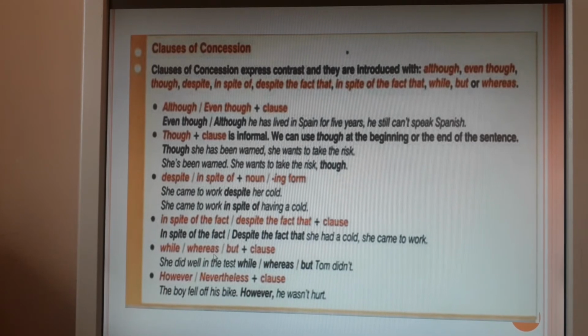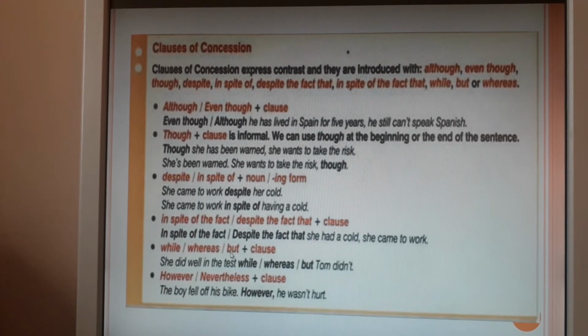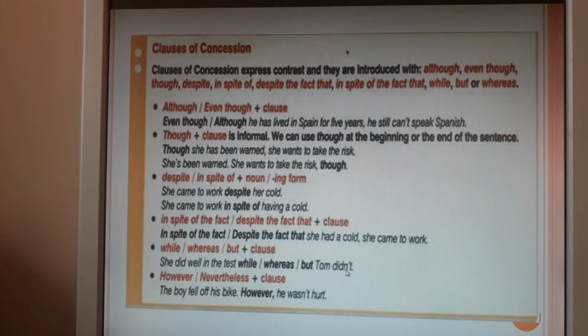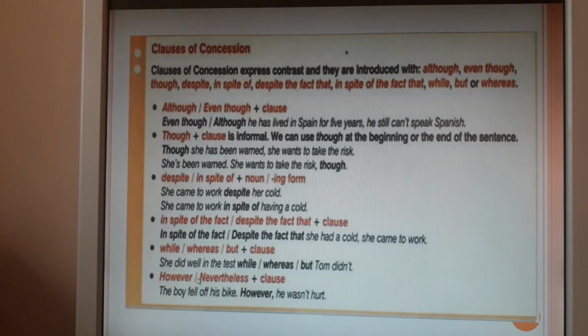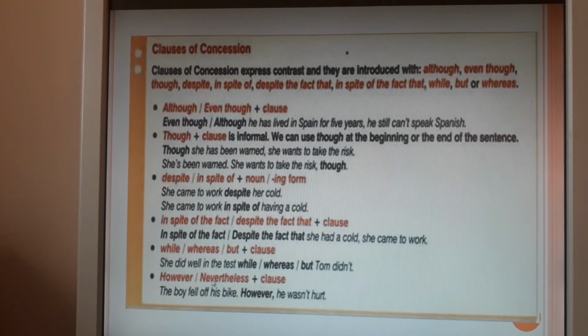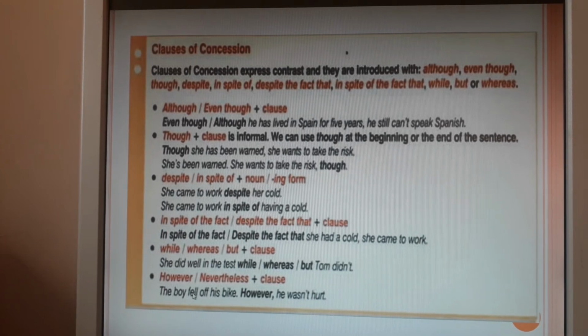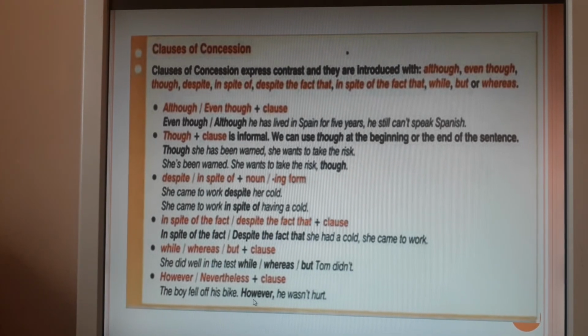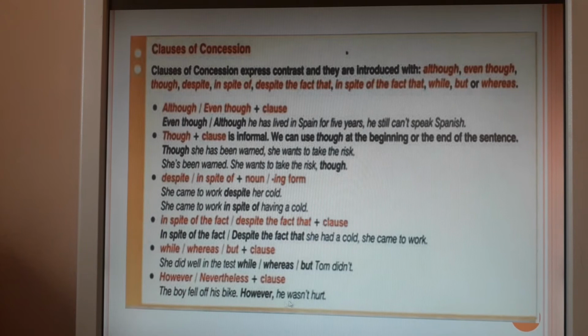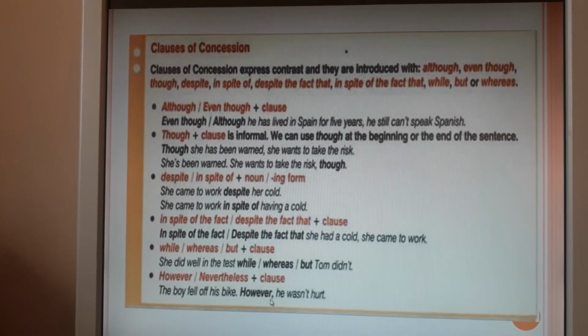While, whereas, and but are followed by a clause. For example, she did well in the test, while Tom didn't, or but Tom didn't. And the last one is however or nevertheless plus a clause following them. The boy fell off his bike. However, he wasn't hurt. However may start a new sentence and is always followed by a comma.